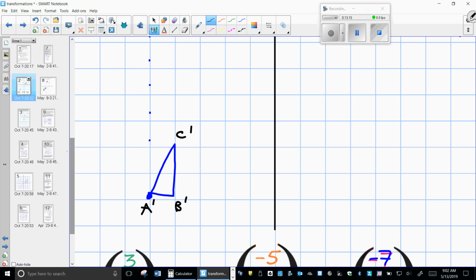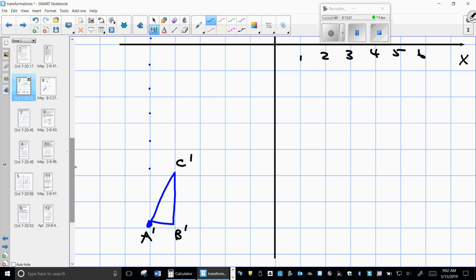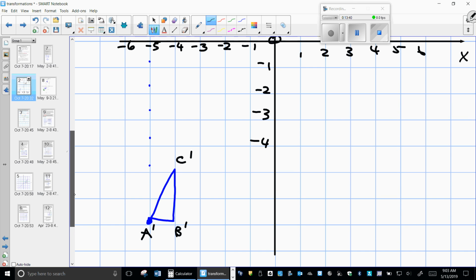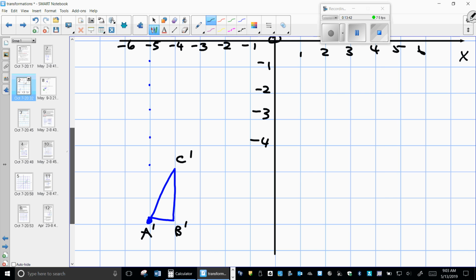What's the coordinates of A dash? I don't know how to do that either. You don't know how to do the -1? So remember, we label our negatives, -1, -2, always label from the center. Okay, so you're just looking at it where those points meet. So we're looking at A dash.